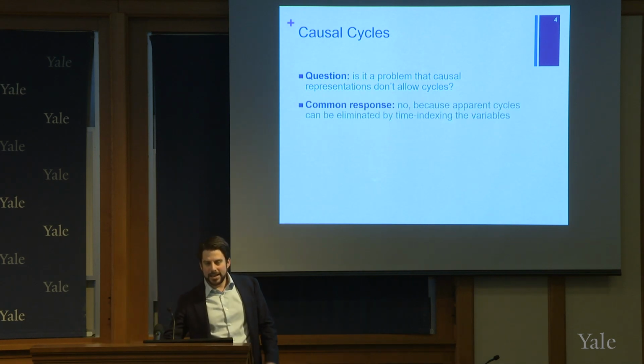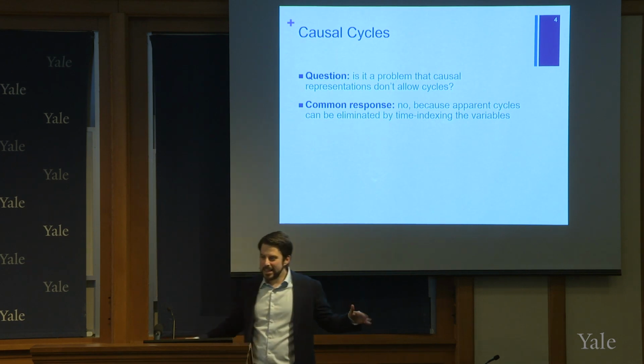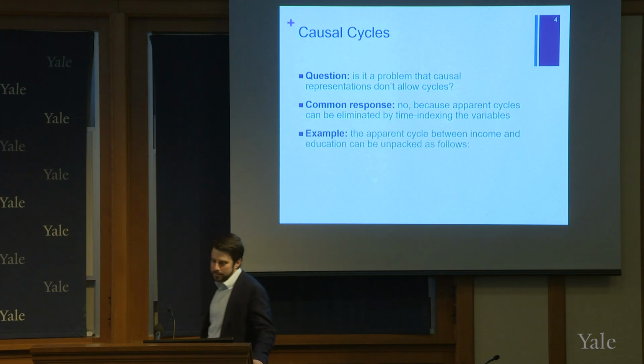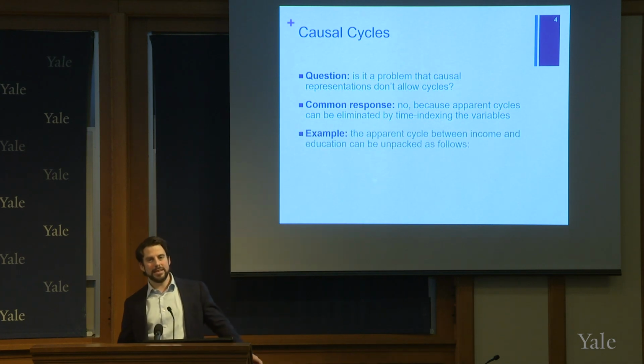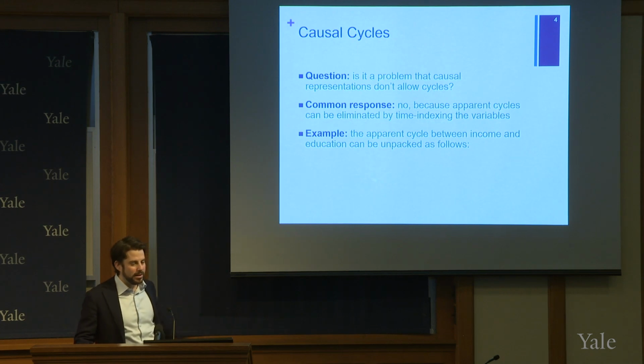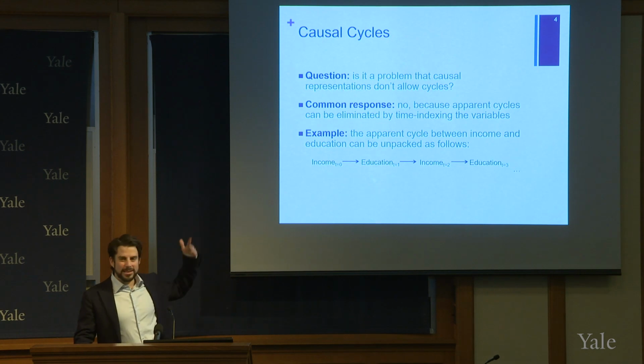And then if I feel just like giving the standard answer, I'll say, no, it's not a problem at all, because even in cases where you have apparent cycles, you can just time index the variables. So you think there's a cycle between income and education, because people with more income can get more education and vice versa. But we just need to talk about income at time t equals 0, causing education at time t equals 1, and so on and so forth.